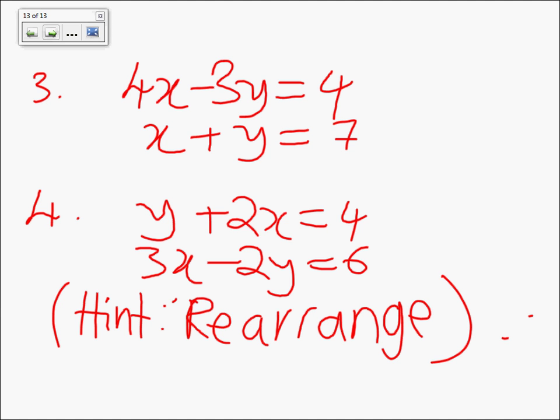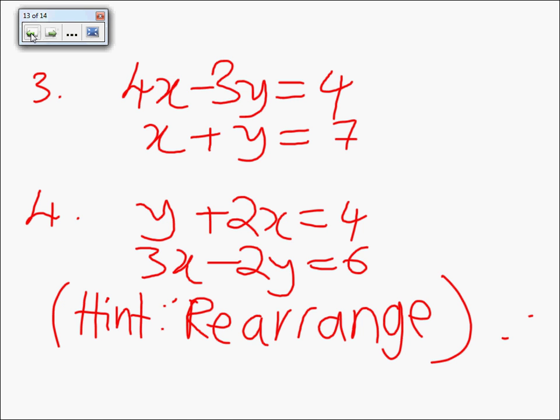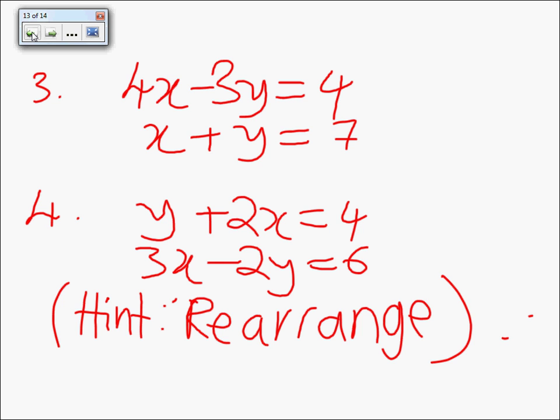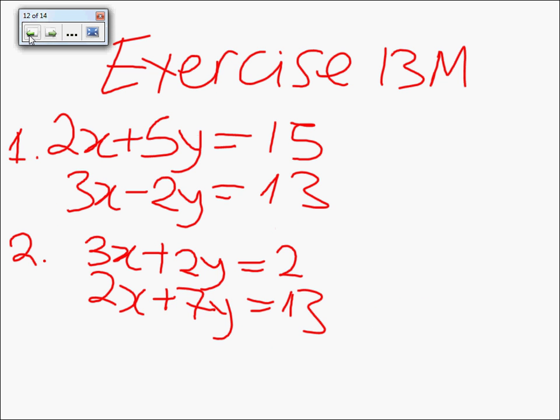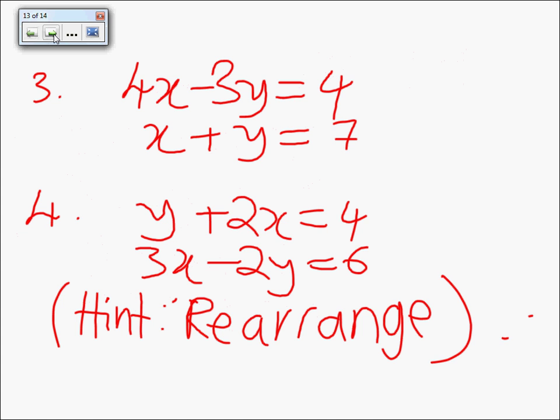Rearrange. Then I also want you to do the following. Number 5. Not all these questions are in the book.